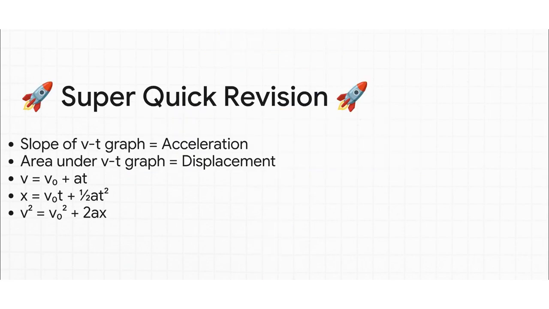Okay, let's do a final super quick recap. Get ready to take a screenshot of this slide. These are the 5 most important takeaways from this chapter. The slope of a VT graph gives you acceleration. The area under it gives you displacement. And of course, the 3 golden equations of motion. That is literally your entire chapter summarized on one single slide.